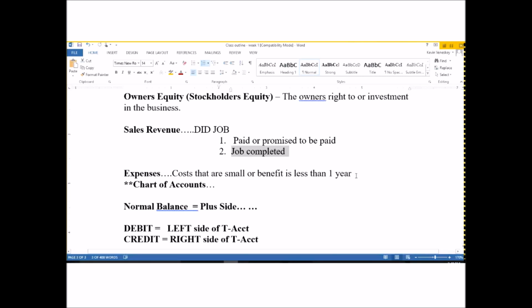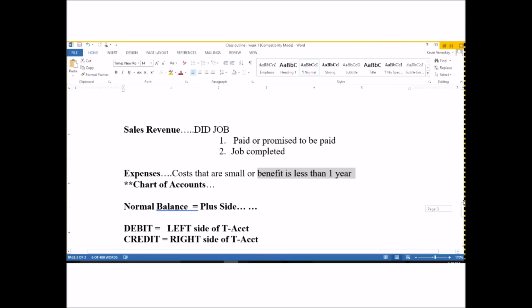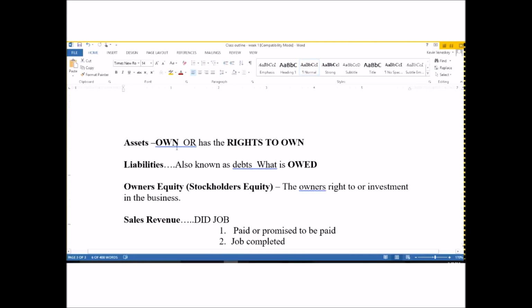Anything that you pay for that you get the benefit of for a year or less, basically less than a year, we're going to count that as an expense. So if you buy a truck for your business, a haul truck to move things around, you hopefully will keep that more than a year. Therefore, that's not an expense. That would be an asset, something that you own, and part of that PPE category, property, plant, and equipment, in that case being equipment.